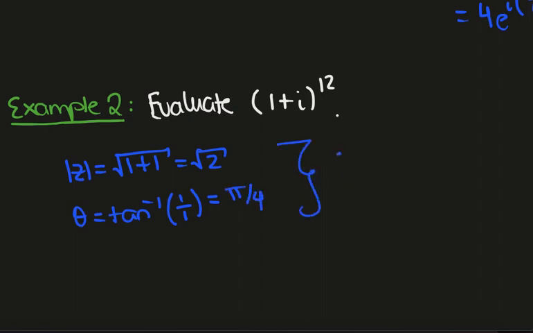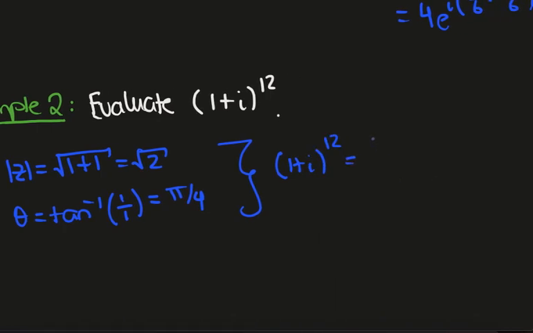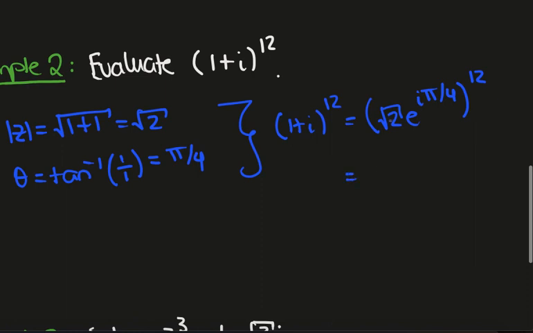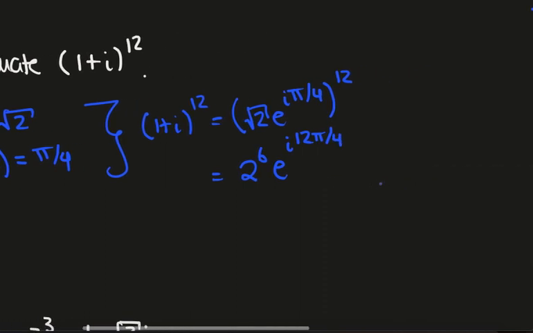So what we see is that 1 plus i to the 12 is the same as square root of 2 e to the i pi on 4, all to the 12. Now square root of 2 to the 12, by index laws, is just 2 to the power of 6, and then I'll have e to the i 12 pi on 4, which is 2 to the 6 e to the i 3 pi.